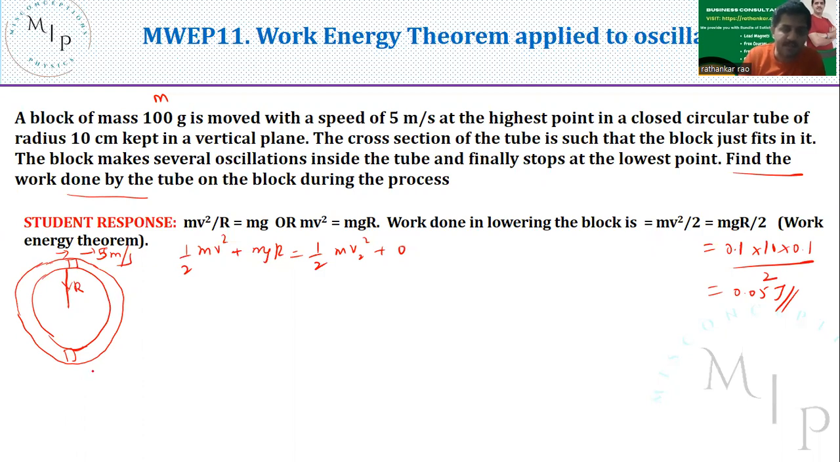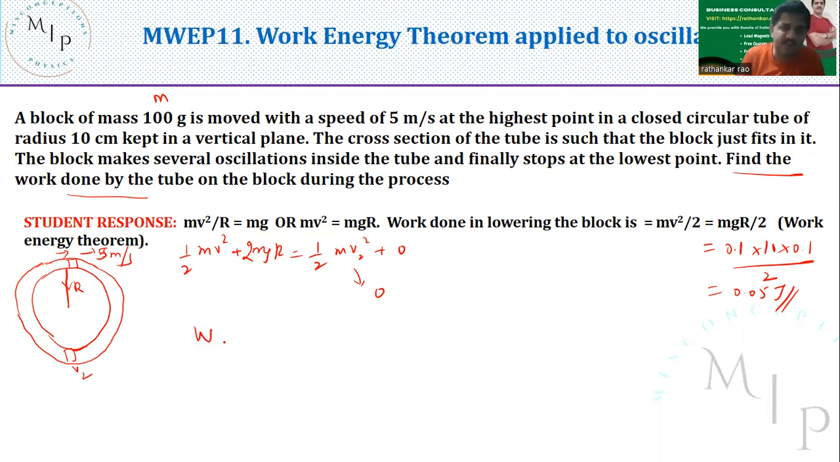It says the block makes several oscillations. Of course, V2 is nothing but the velocity at this point, I don't deny that. But definitely this value of V2 will be much larger, because it becomes mgr plus mg into 2r. But what happens is the object takes up this velocity, climbs upwards, and then once again it comes like this. It keeps on oscillating like this, and finally it comes to 0. So your final velocity V2 should be equal to 0 here, right? That's just what we should do.